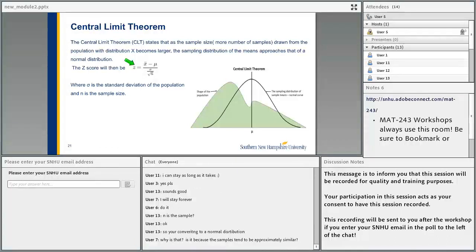And the z-score now will be different from the z-score that we just looked at before. Earlier it was the sample mean minus mu over sigma. Now it's going to be the sample mean minus mu over sigma over square root of n. Yes, so we are converting it to a normal distribution.